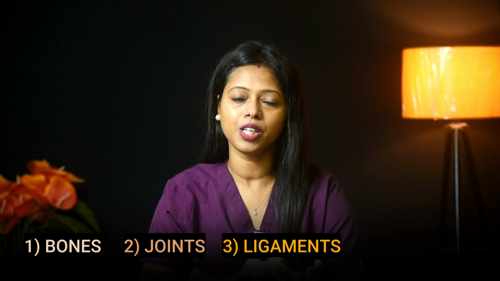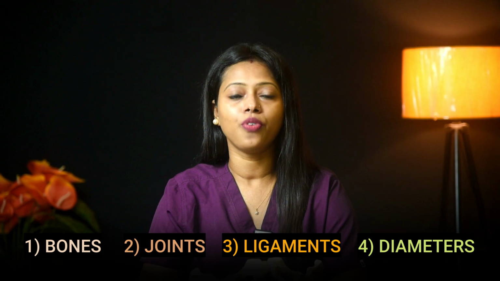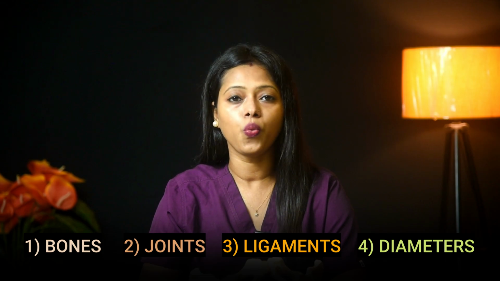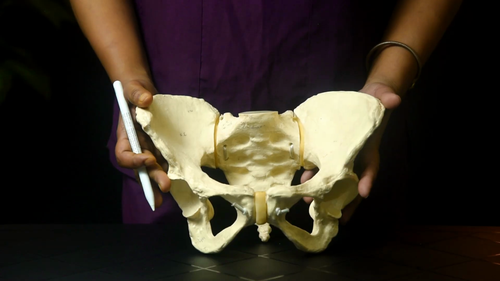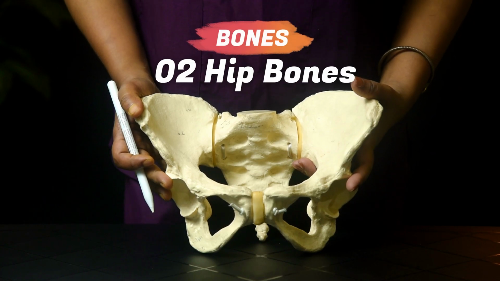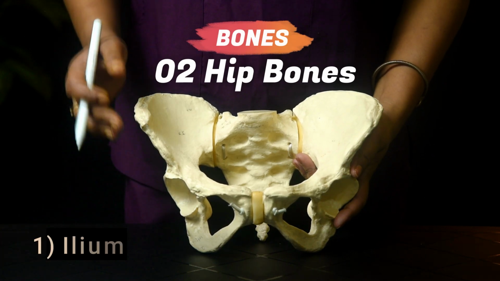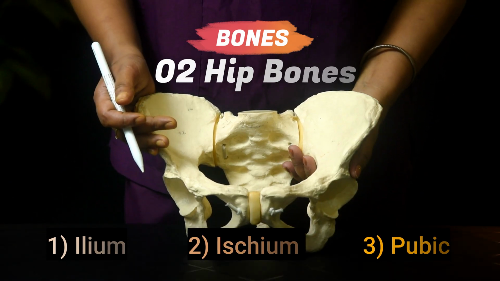In today's video, I'm going to discuss the bones present in the female pelvis, the joints, the ligaments, and the important thing, the diameters, which are very important in the relationship with the fetus during labor. As I have told you, there are two hip bones, and each hip bone is formed by three bones: ilium, ischium and pubis. First I'll discuss the ilium.